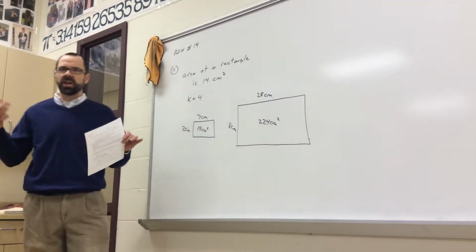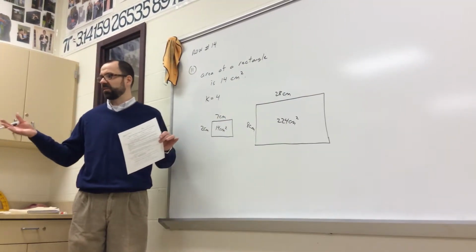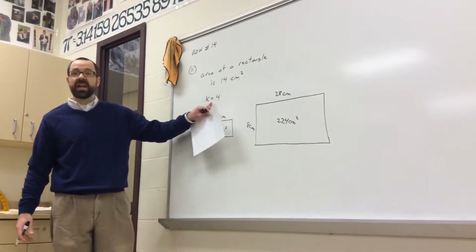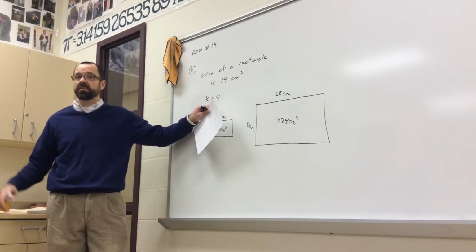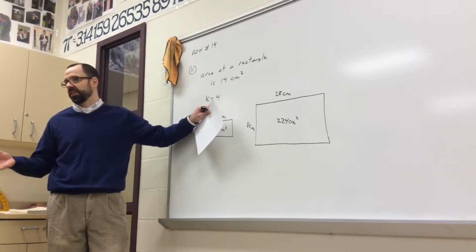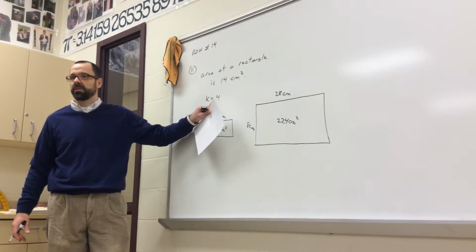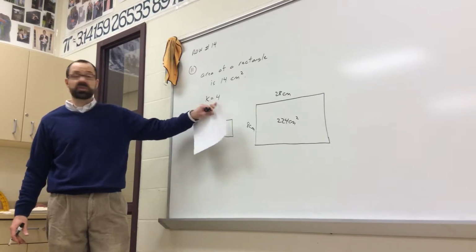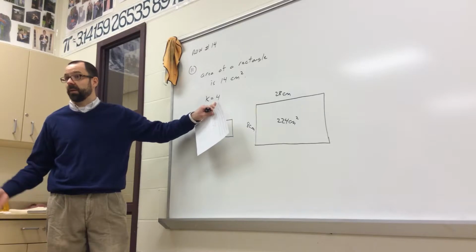Okay, so our gut reaction on this problem, most everybody's, is to think, hey, if the k is 4, then everything's going to be 4 times bigger. But it's not true that the area is going to be 4 times bigger. It's actually this squared times bigger.